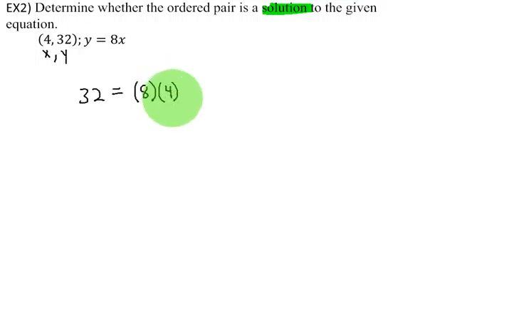So if I plug 4 in for x and 32 in for y, do I have an identity here? What I'm asking myself, does 32 equal this information? Are they identical to one another? Well, 8 times 4 is 32. So let's rewrite this as 32 is equivalent to 8 times 4, which is 32. This checks out. We have an identity.